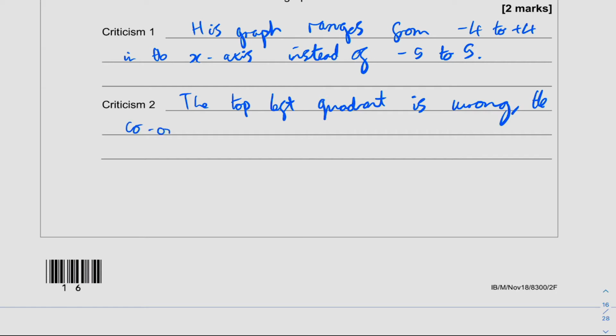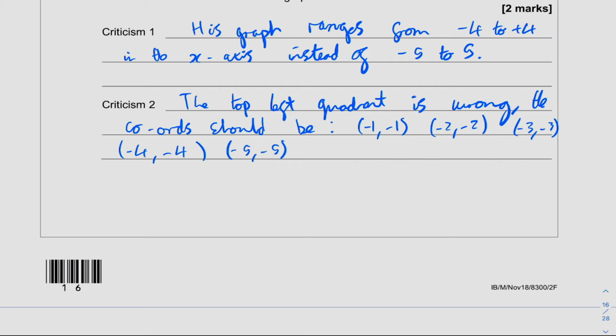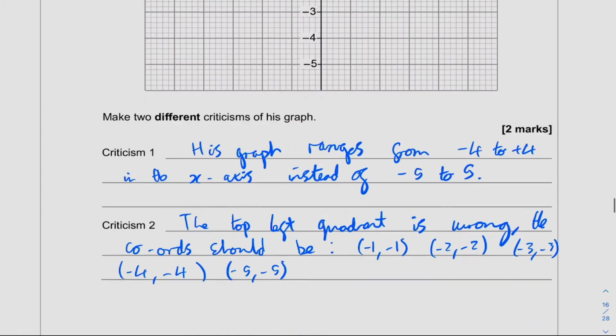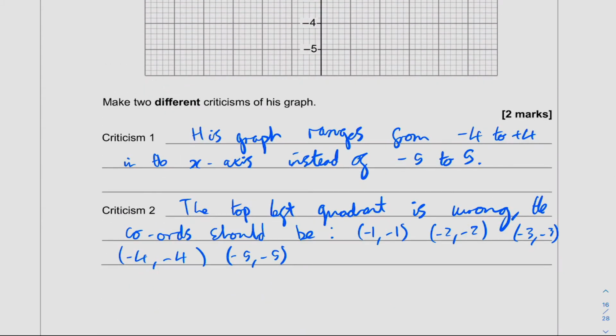The coordinates, so chords, should be, and then we'll just list them to make sure we do get the mark for this exam. We'll put -1, -1, -2, -2, -3, -3, -4, -4, and then finally -5, -5. And that is definitely enough for the 2 marks in the exam.